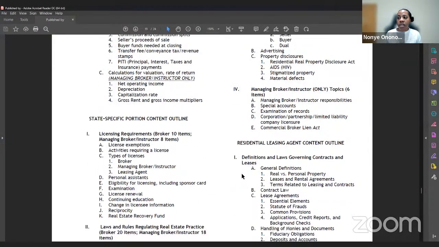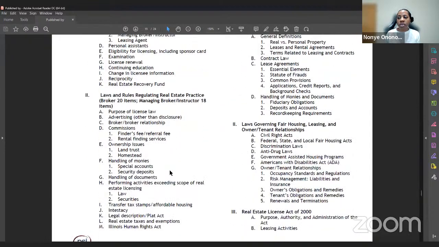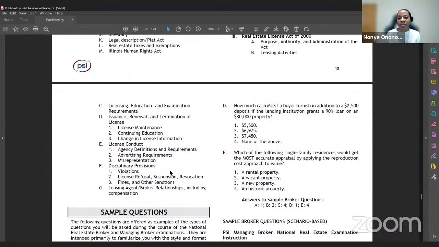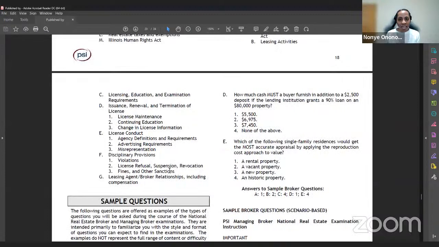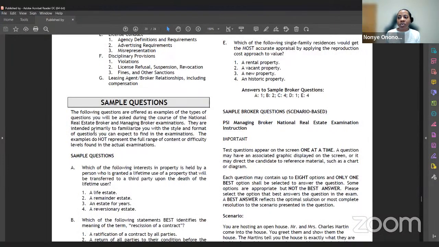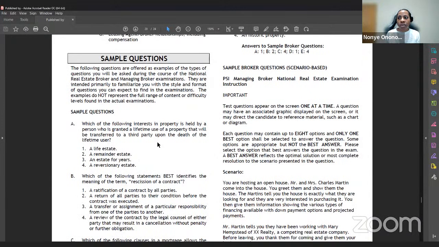That's really an overview of the state portion of the exam. Again, it's only 45 questions, and you have an hour and a half for all 45 questions. With adequate preparation, you should be able to get through it in less than an hour and a half. Now in here, they have some sample questions, and I'll just go over them real quick.